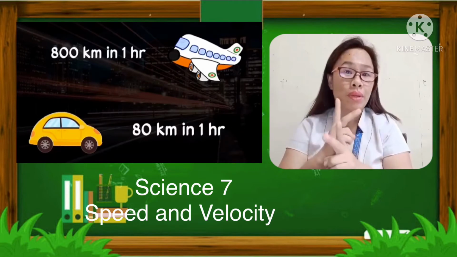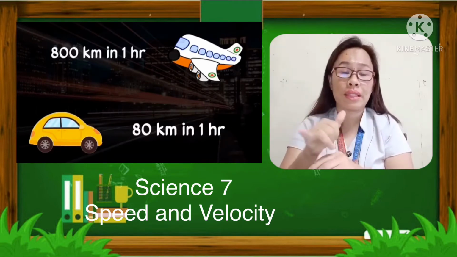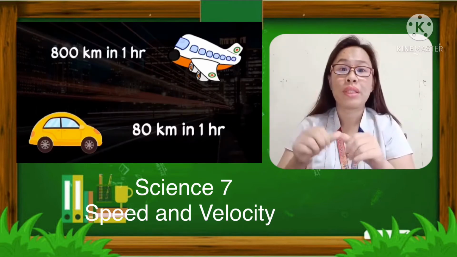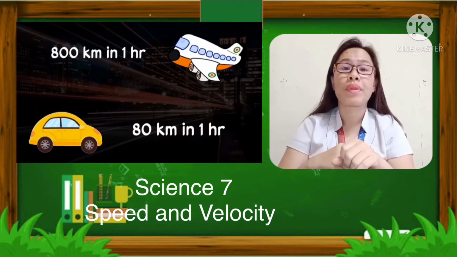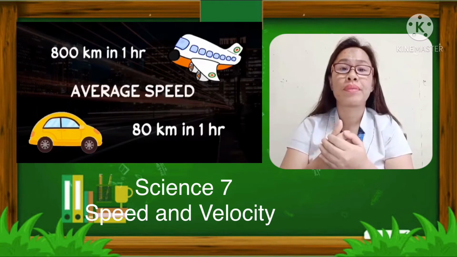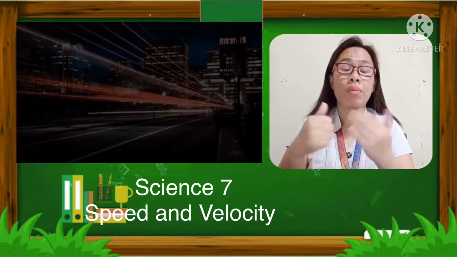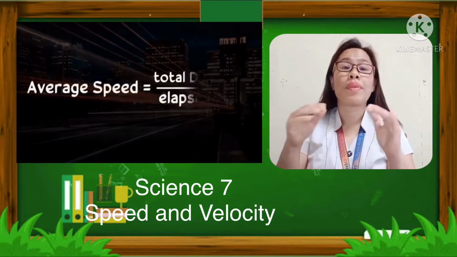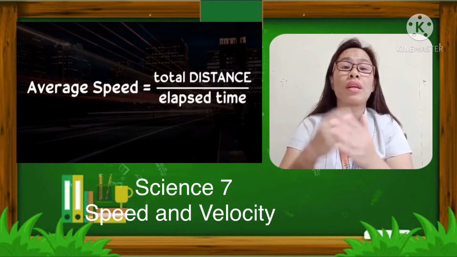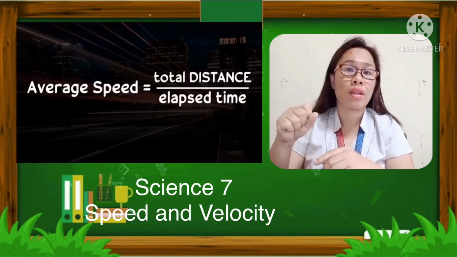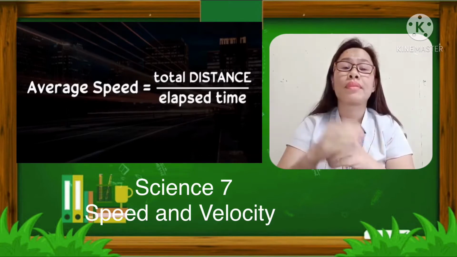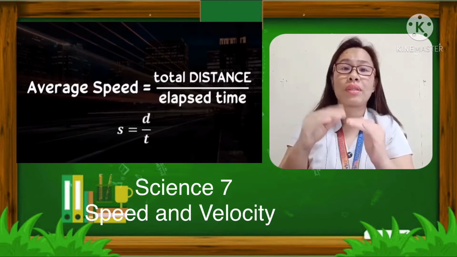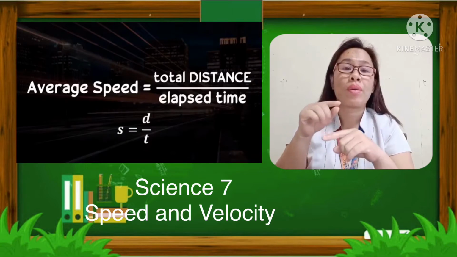In most vehicles, it is unlikely na ma-maintain nila ang kanilang constant speed over time. So in this case, we will be using the term average speed. To find the average speed of an object, we simply divide the total distance over the elapsed time. Take note of the word distance. We can also write it this way, S equals d over t.